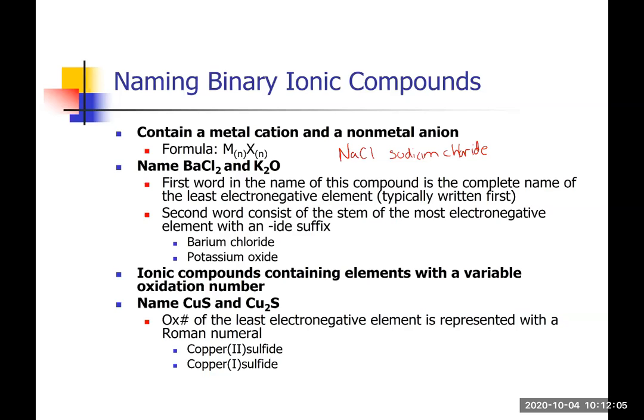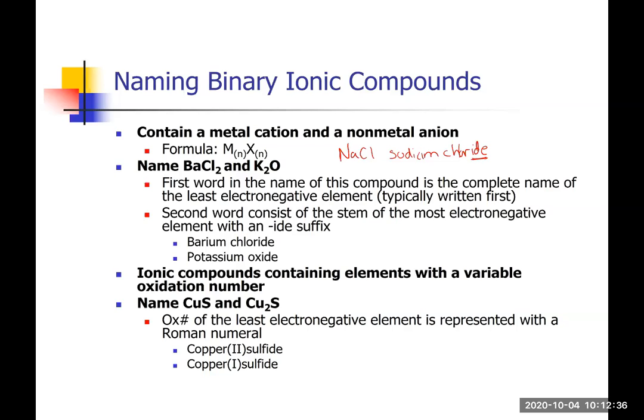You notice that we said the full name of the least electronegative element, and so that's going to carry through as a rule. We changed the -ine suffix of chlorine to -ide so that we get chloride, and that's going to carry through when you're naming binary ionic compounds. So let's name BaCl2, AlCl3, and K2O. So the first word again in this compound is the complete name of the least electronegative element.